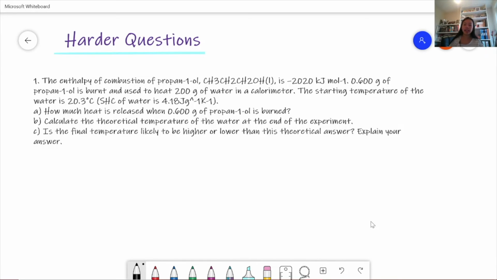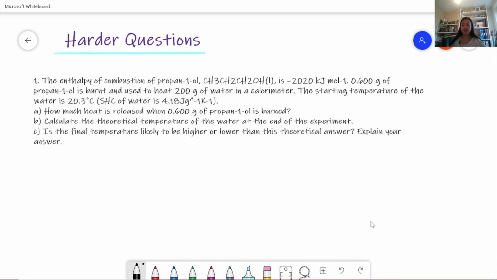So the first question says, the enthalpy of combustion of propan-1-ol is minus 2020 kilojoules per mole. 0.6 grams of propan-1-ol is burnt and used to heat 200 grams of water in a calorimeter. The starting temperature of water is 20.3 degrees and the specific heat capacity of water is 4.18. How much heat is released when 0.6 grams of propan-1-ol is burnt?